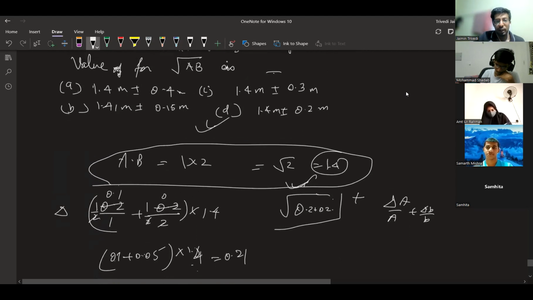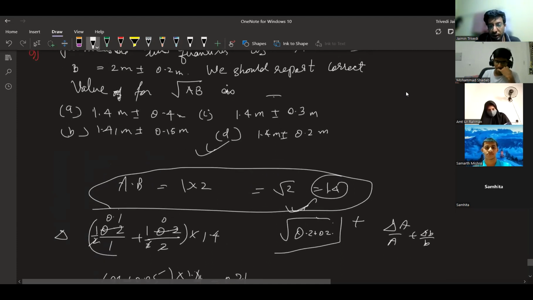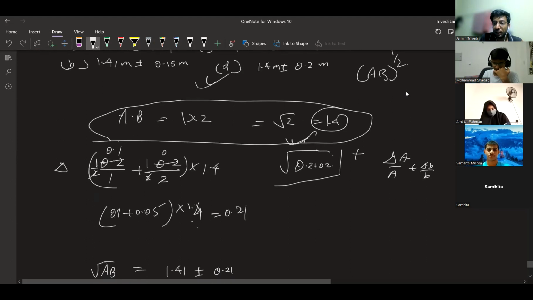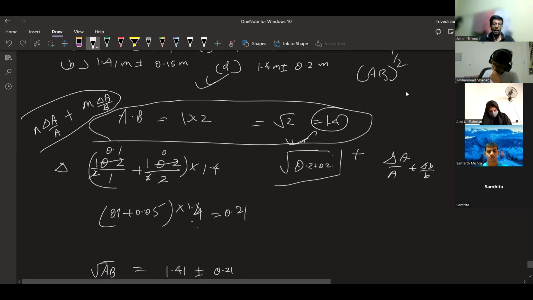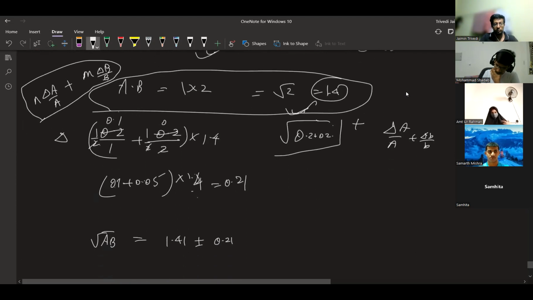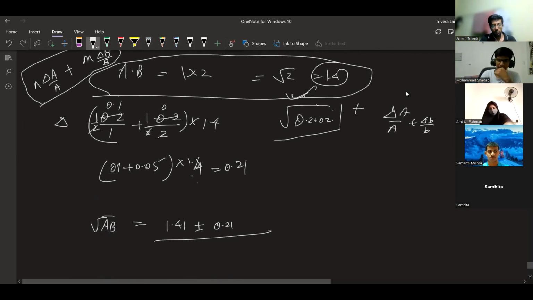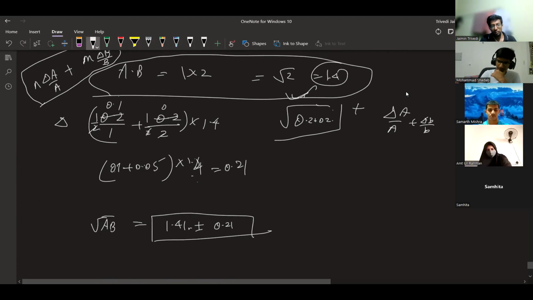So what mistake did we actually make? We forgot this root, right? Root means AB to the power 1 by 2. So we need to bring that down also, right? As per our formula, we have to bring that N to the power delta A by A. That's what we used to write, N into delta A by A plus M into delta B by B. So M and N both are 1 by 2, 1 by 2. So we wrote it this way. So these both are in meters.